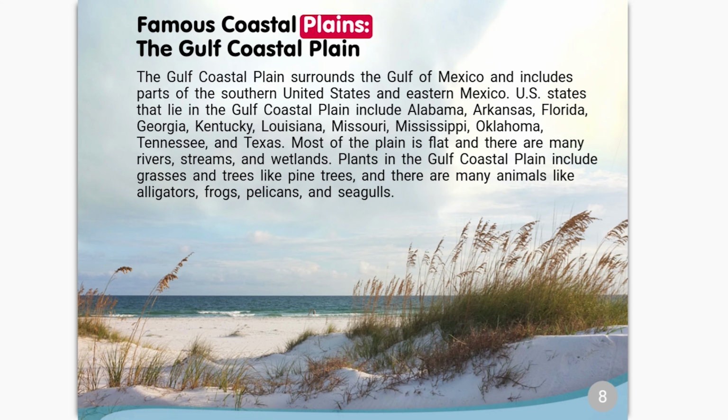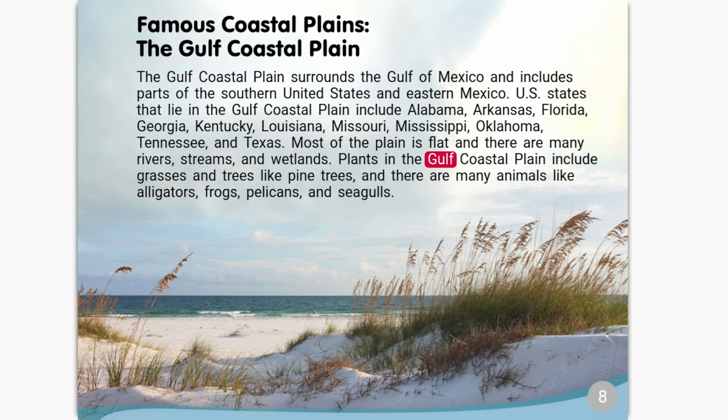Famous coastal plains, the Gulf coastal plain. The Gulf coastal plain surrounds the Gulf of Mexico and includes parts of the southern United States and eastern Mexico. U.S. states that lie in the Gulf coastal plain include Alabama, Arkansas, Florida, Georgia, Kentucky, Louisiana, Missouri, Mississippi, Oklahoma, Tennessee, and Texas. Most of the plain is flat, and there are many rivers, streams, and wetlands.